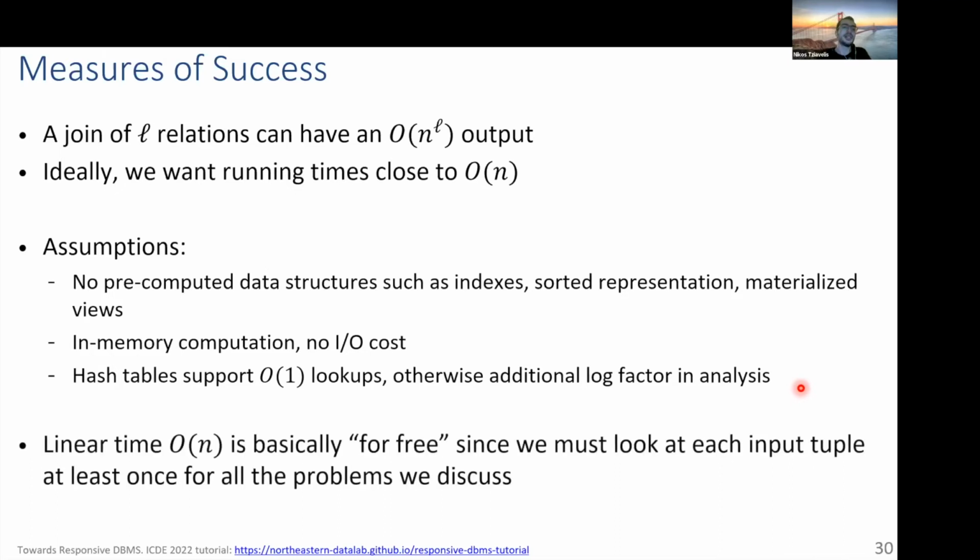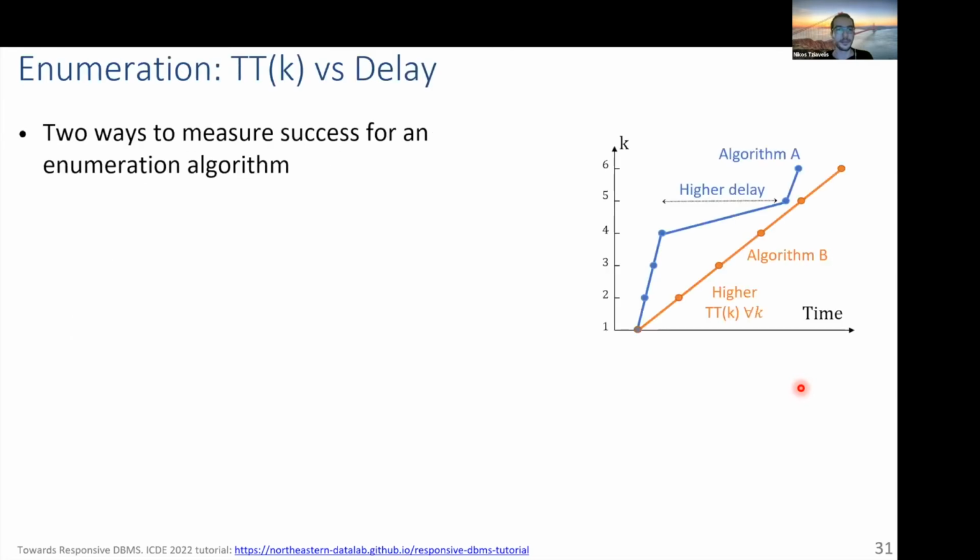Now, with this model, linear time, order n, you can think of as free, because we can't avoid looking at each input tuple once since we don't have any indexes. And so doing a constant number of passes, 2 or 3 or 4, over the database is free in this model.